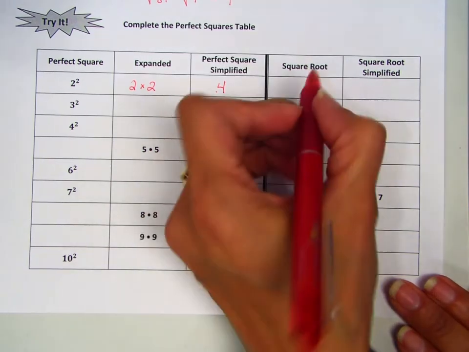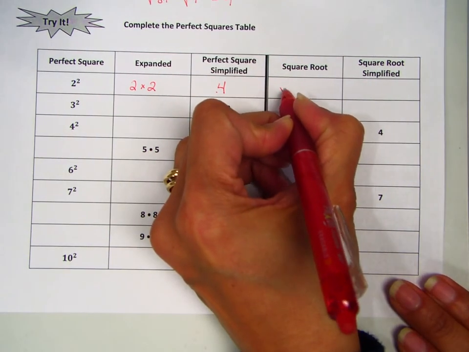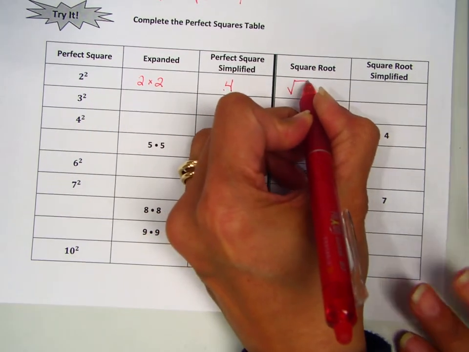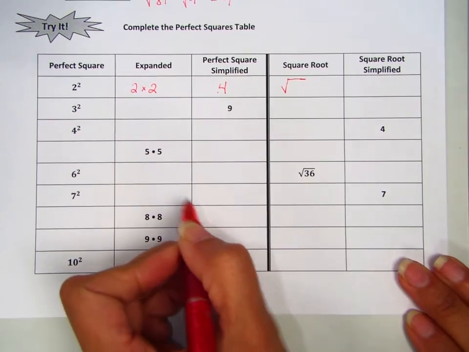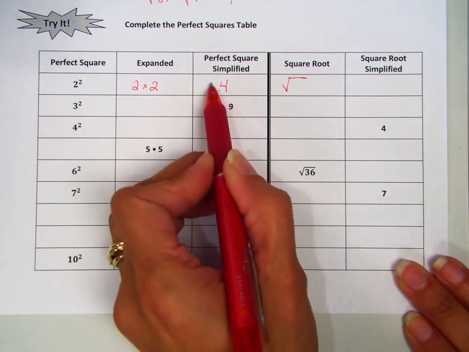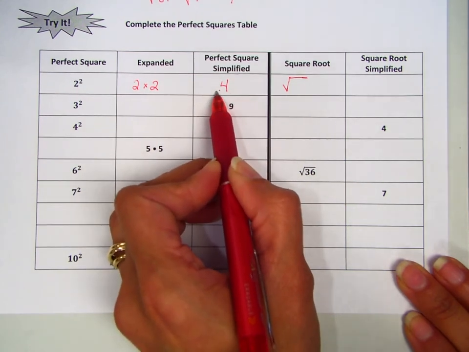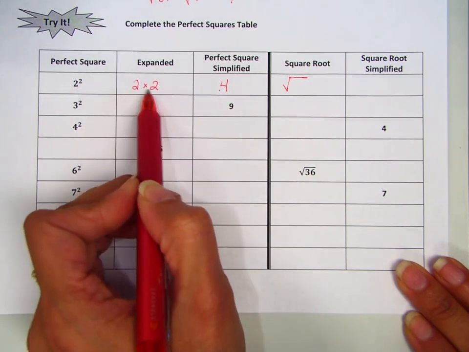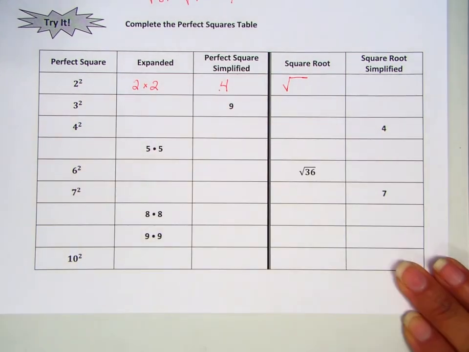Now I want to find the square root. Remember, we write it like this. It's like a little check mark and a bar. And I'm finding the square root. You're not finding the square root of 2. You're finding the square root of a perfect square. Remember, a perfect square is a number that you get when you multiply 2 of the same factors together.